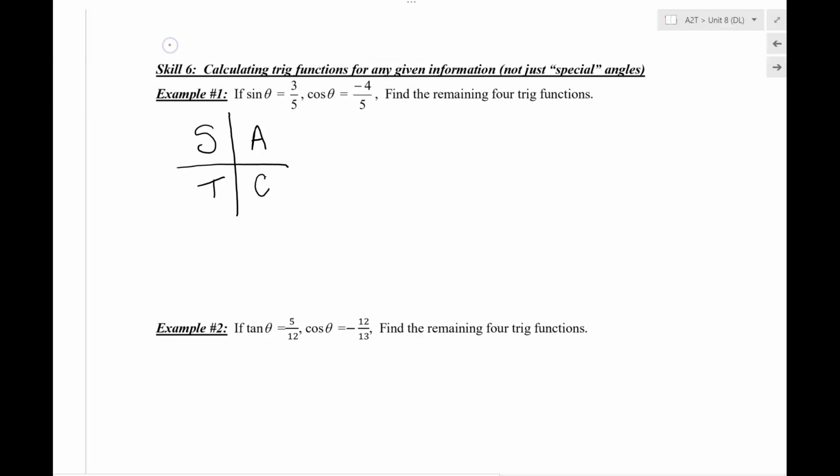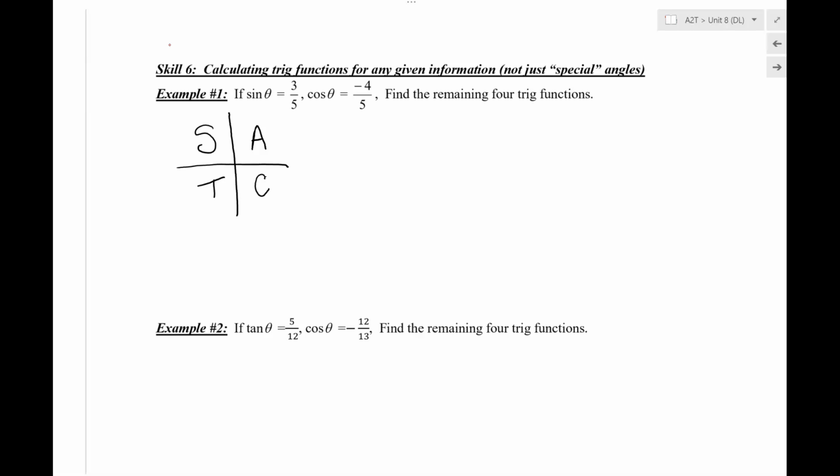So we need to figure out first, it doesn't really matter what theta is. We know theta is our reference angle, and we're given some side ratios. We need to find out where it lies on the Cartesian coordinate plane so that we can then draw our triangle and find the remaining 4 trig functions.